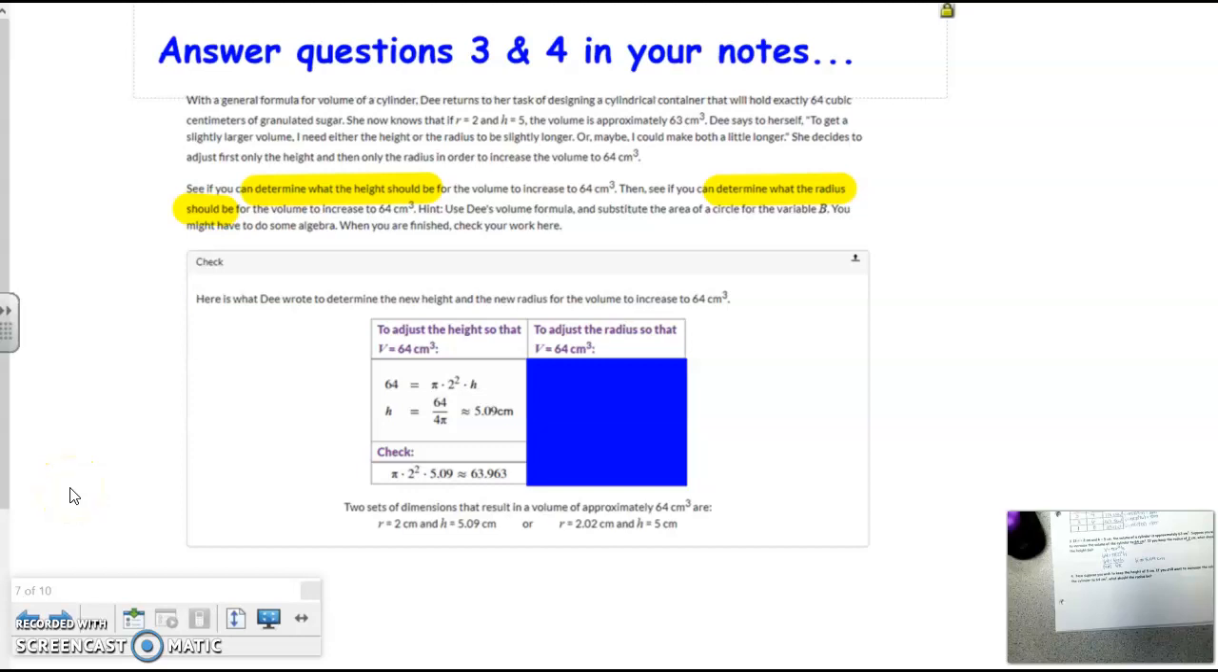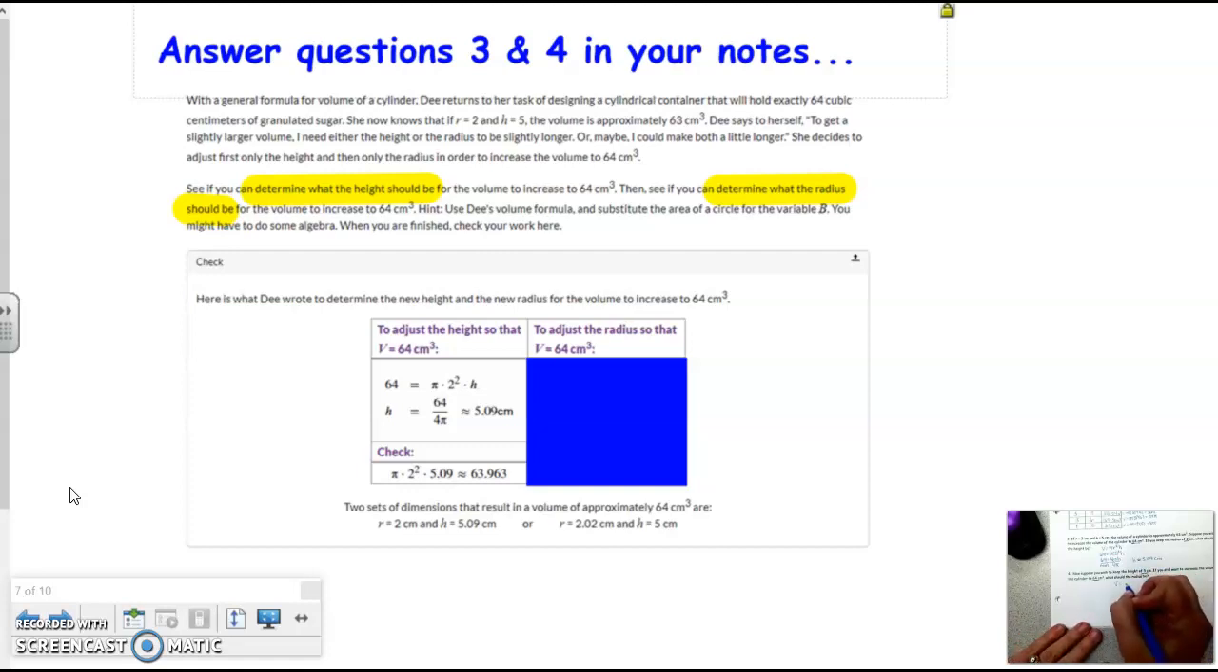All right, D's other option is to adjust the radius. So if we keep the height at 5 centimeters, what would the radius need to be to make the cylinder have a volume of 64 cubic inches? So this time we're going to use the 64 again, but we're going to replace the height with 5, and we're going to solve for r.